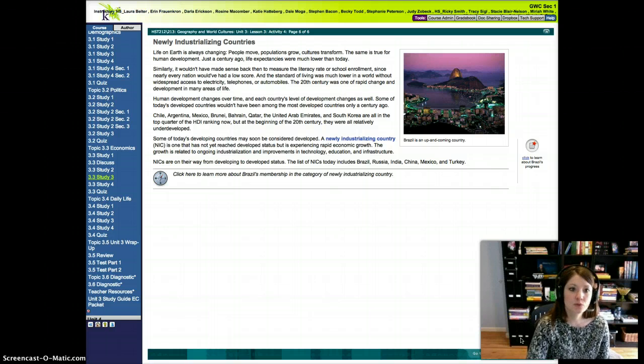The 20th century was one of rapid change and development in many areas of life. Human development changes over time, and each country's level of development changes as well. Some of today's developed countries wouldn't have been among the most developed countries only a century ago. Chile, Argentina, Mexico, Brunei, Bahrain, Qatar, the United Arab Emirates, and South Korea are all in the top quarter of the HDI ranking now. But at the beginning of the 20th century, they were all relatively underdeveloped. Some of today's developing countries may soon be considered developed.